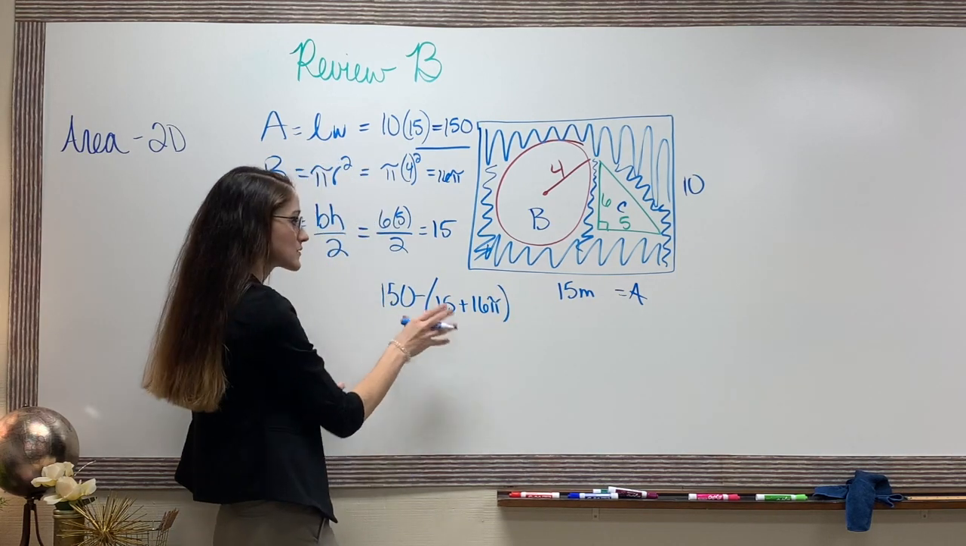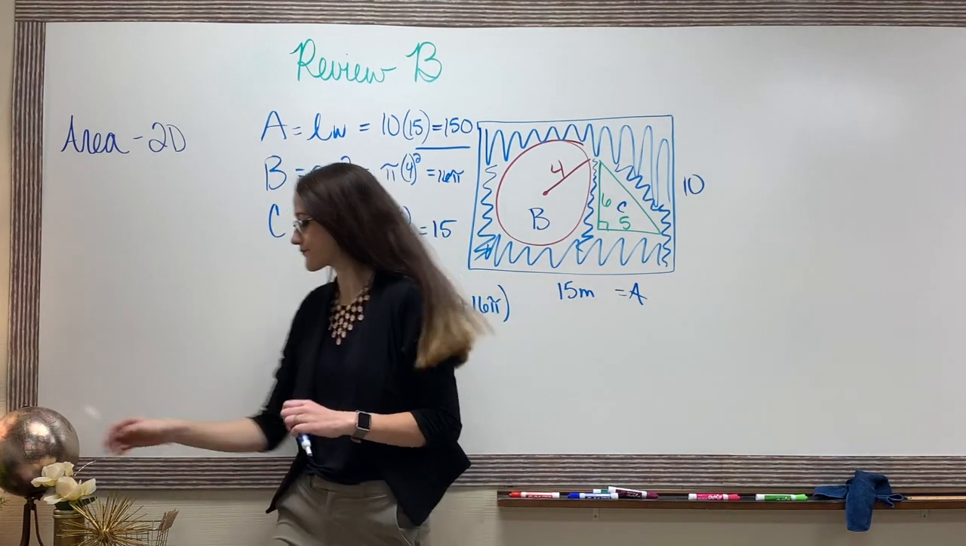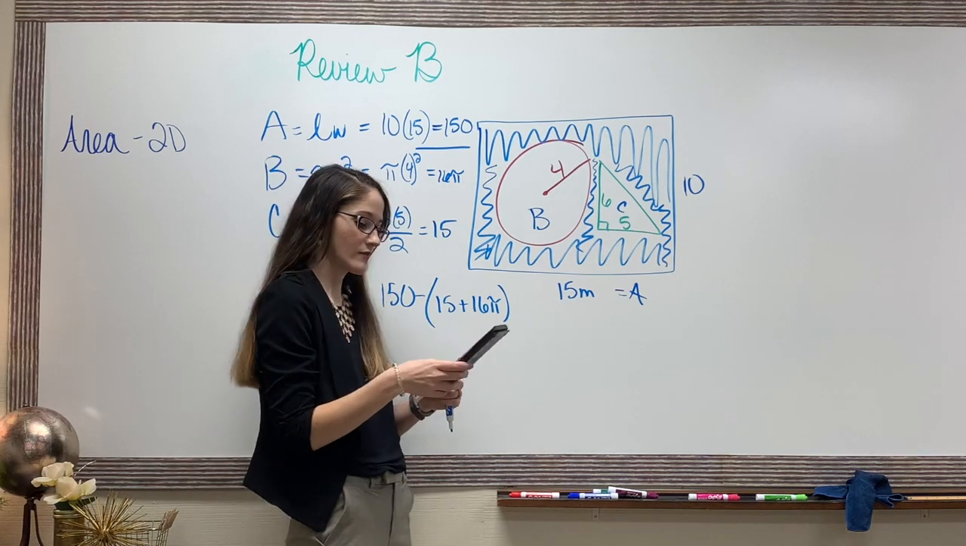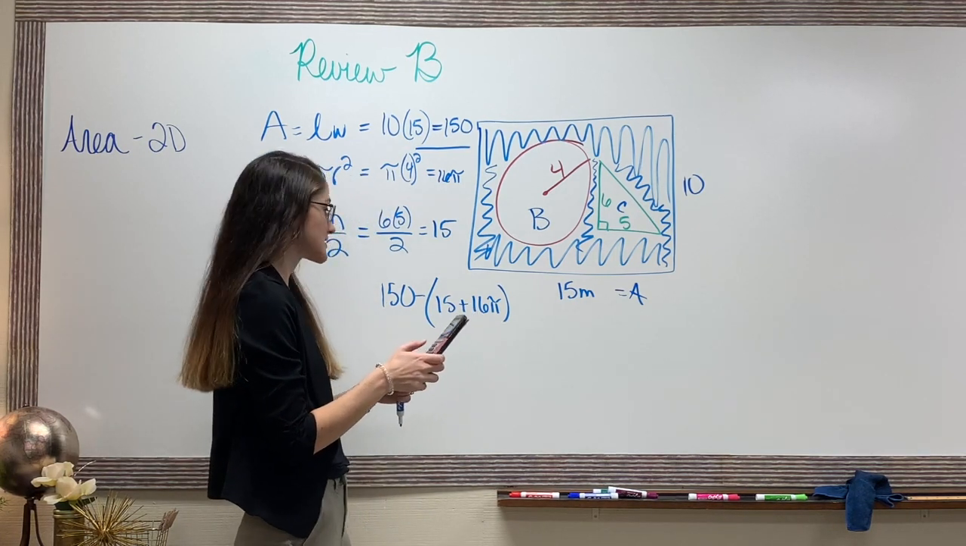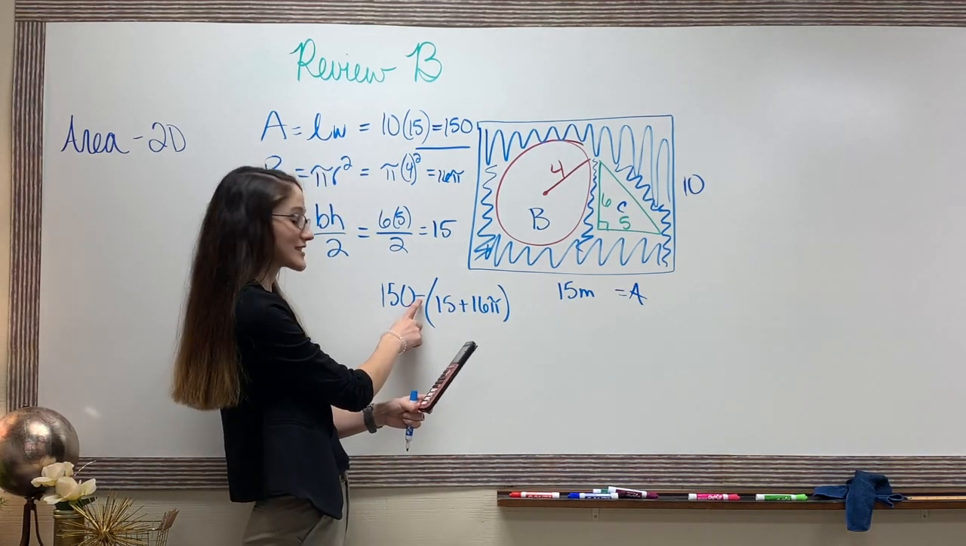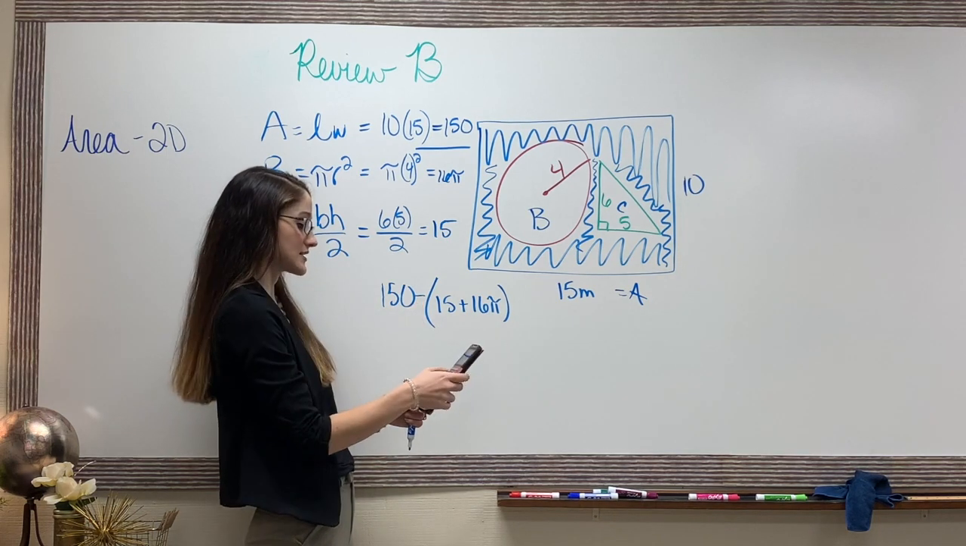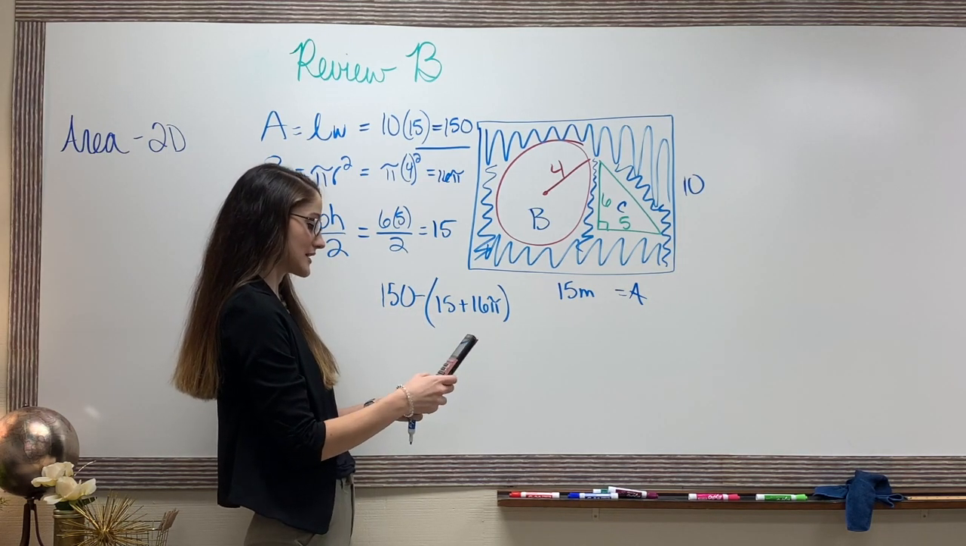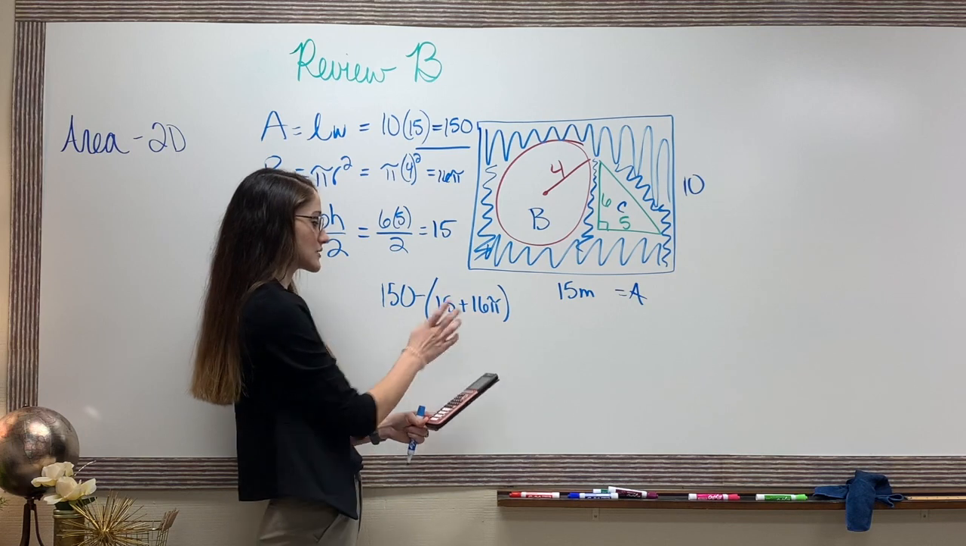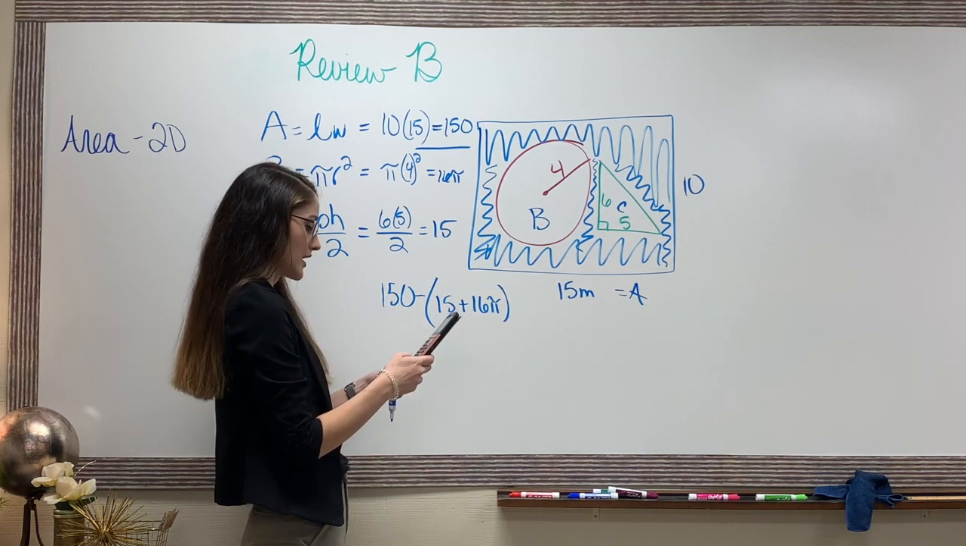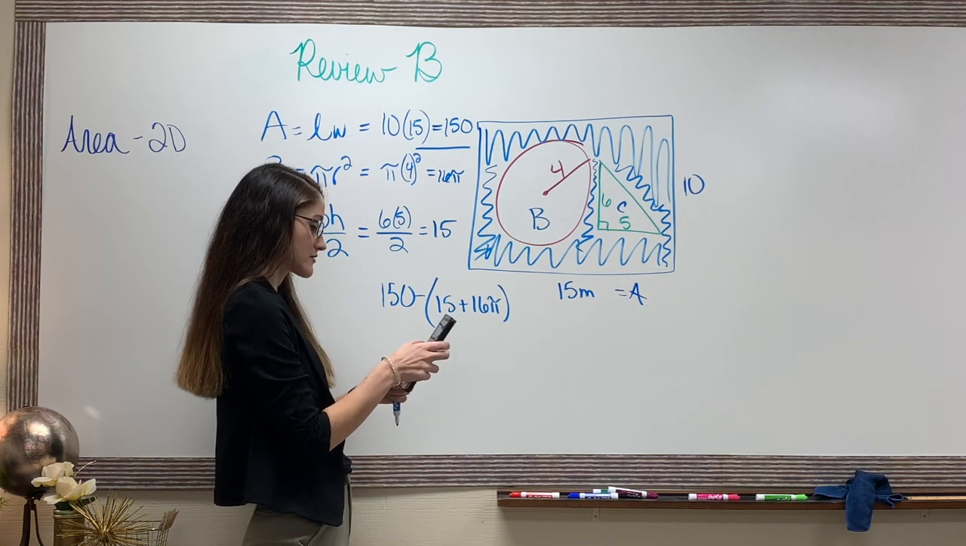Okay, and this we can enter into our calculator. And as I type this into my calculator, I am typing it in exactly as I have it written. So I'm going to say 150 minus, and then open parentheses because I wanted to subtract this whole thing, and parentheses matter.